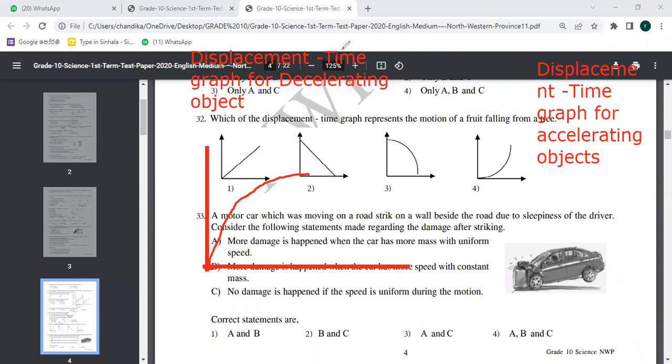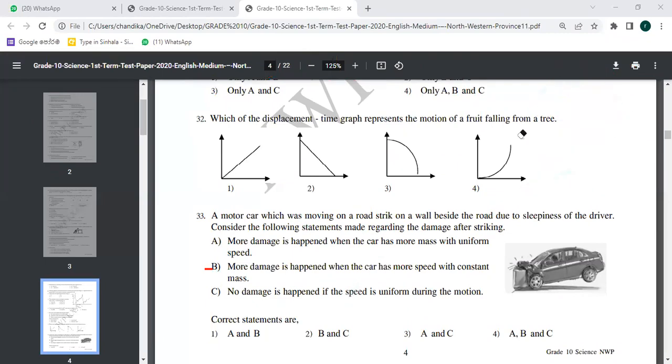So, you know the answer for that? Answer for that is the fourth one. Yeah, fourth one is the answer.